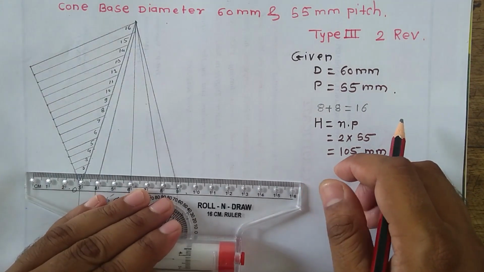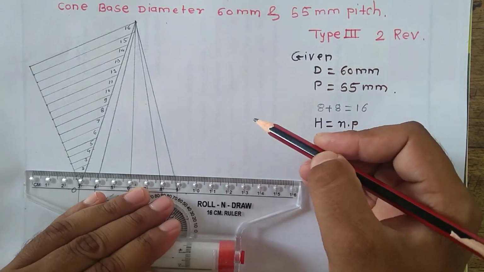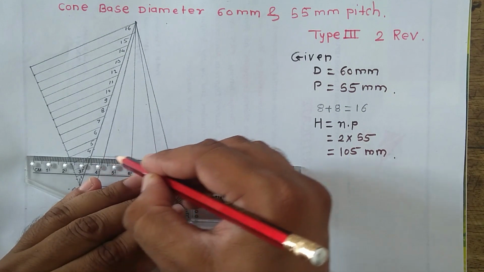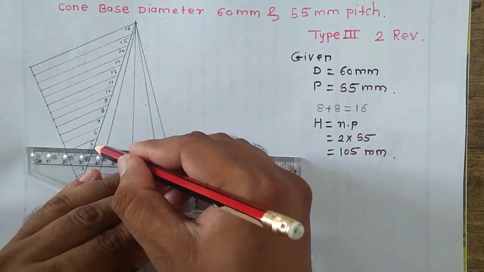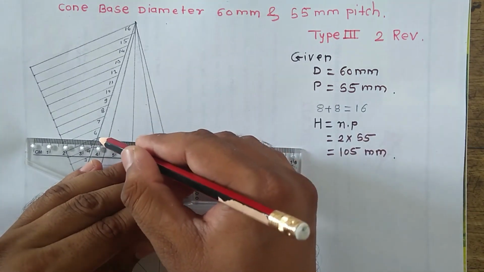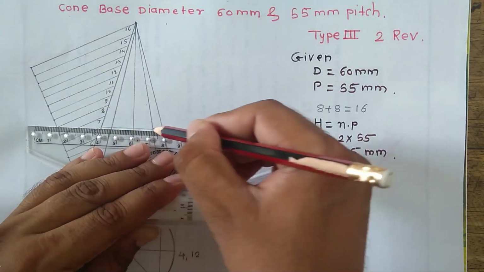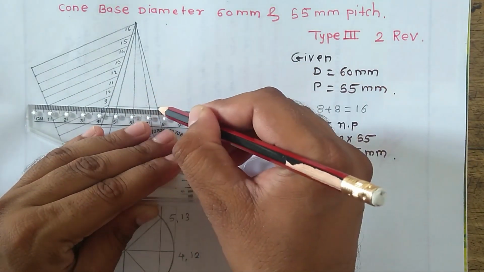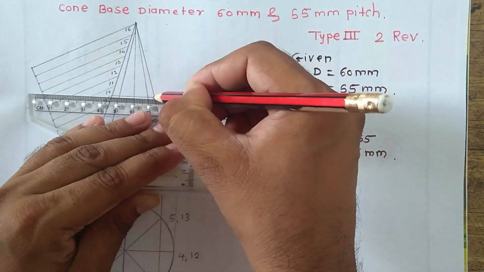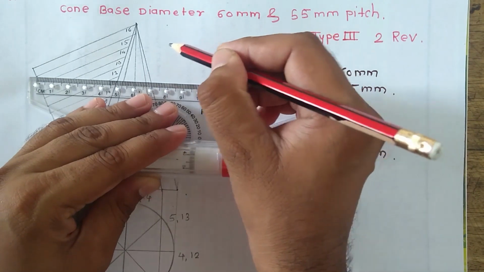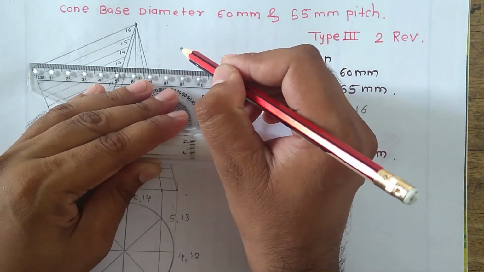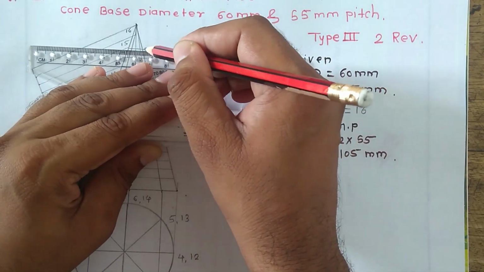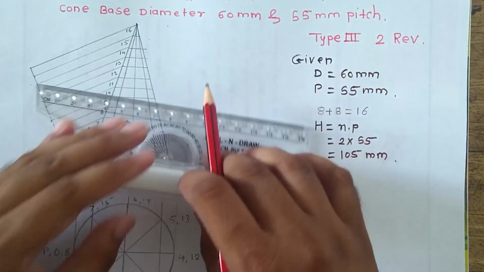So here I will draw for 1, next 2, 3, 4, 5, 6, 7, 8, 9, 10, 11, 12, 13, 14, 15, and the last will be 16.